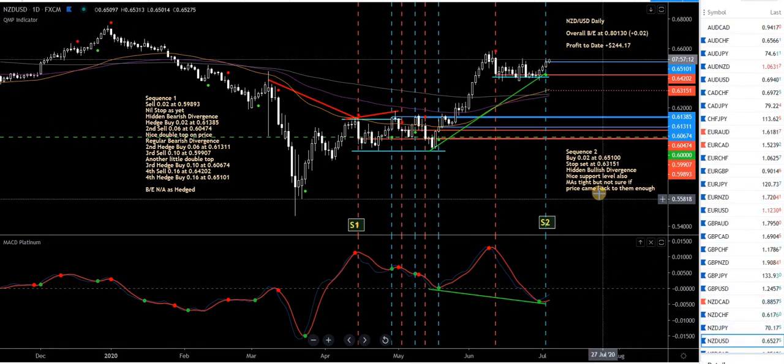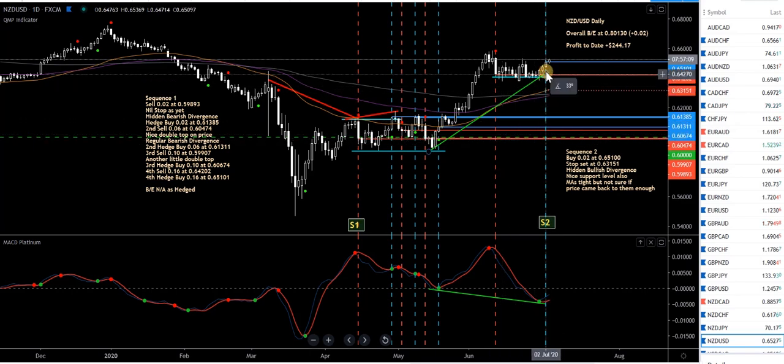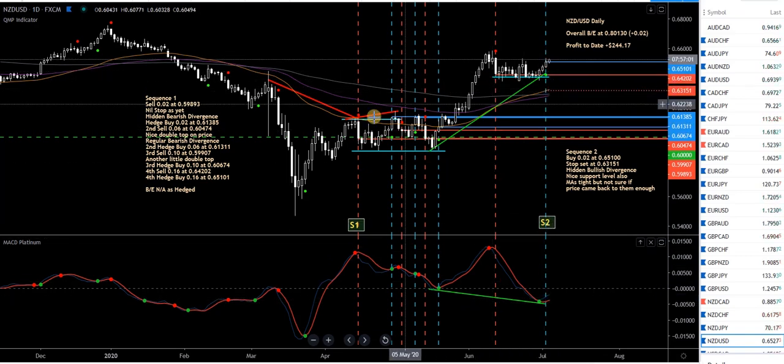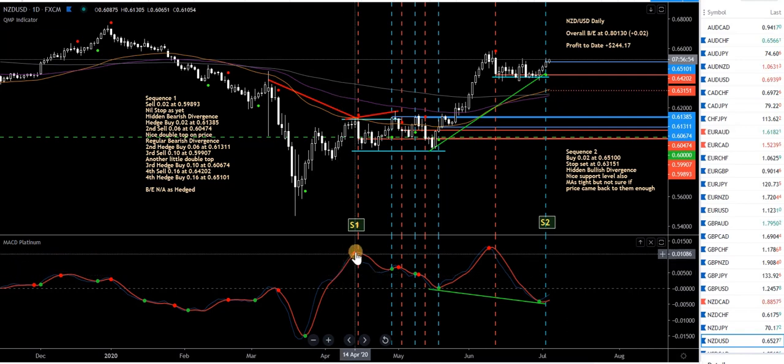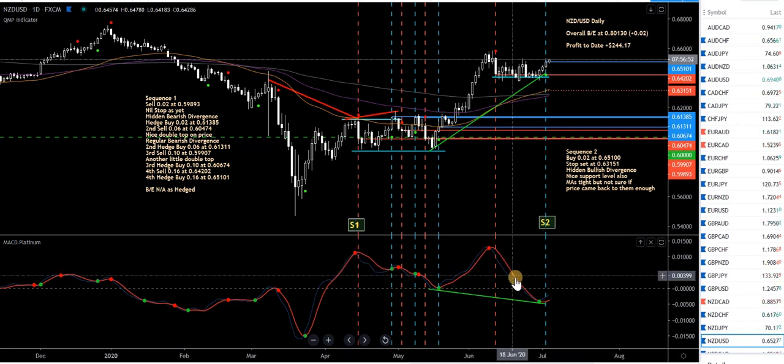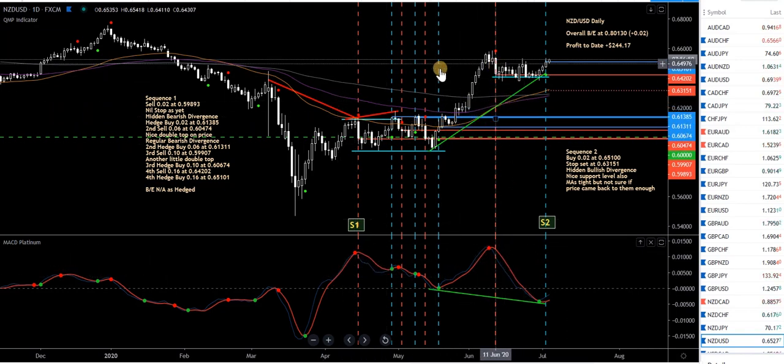New Zealand USD. Took a trade this morning by the looks. So I've got a sell, sequence 2. It's got a stop in place. That's a new trade this morning. And a heap of other trades on sequence 1 here, you can see my notes. Again, the MACD Platinum has just about remained above the 0 level the whole way and really never come back.